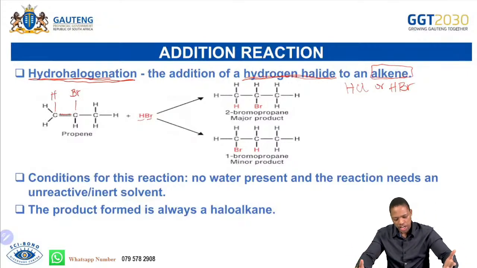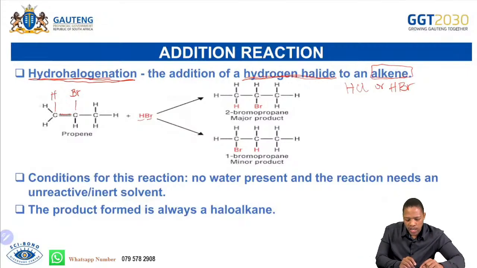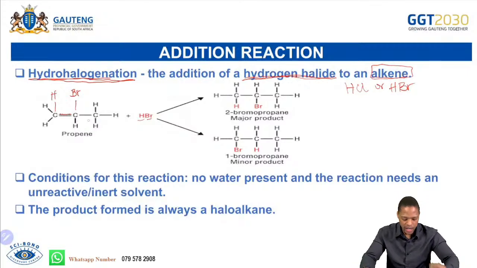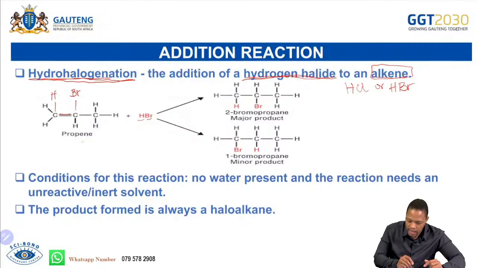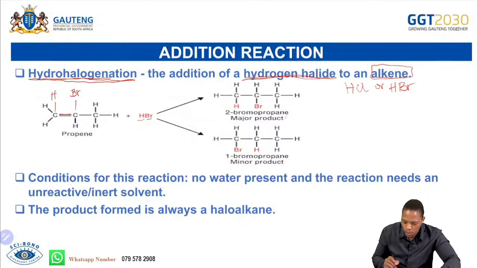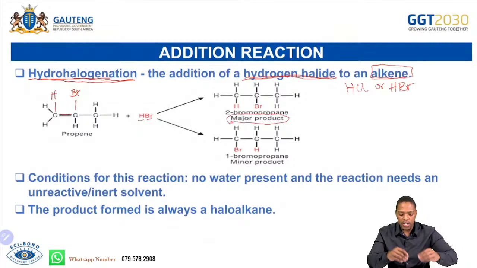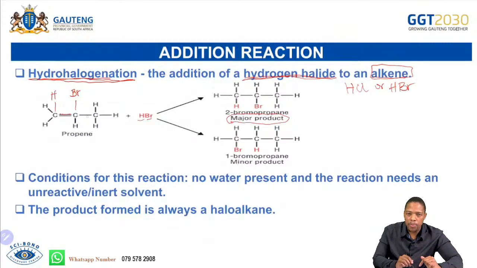Most people say the rich get richer and the poor stay poor. Meaning that this carbon was already rich with hydrogen, but it is getting yet another hydrogen, so it's getting richer. And this one was poor, only having one hydrogen. It stays poor by not getting a hydrogen and only getting a bromine. So that's one way of remembering it. The actual product formed here is this one. We call it the major product, because almost all the time when this reaction occurs, this is the product that will be formed.